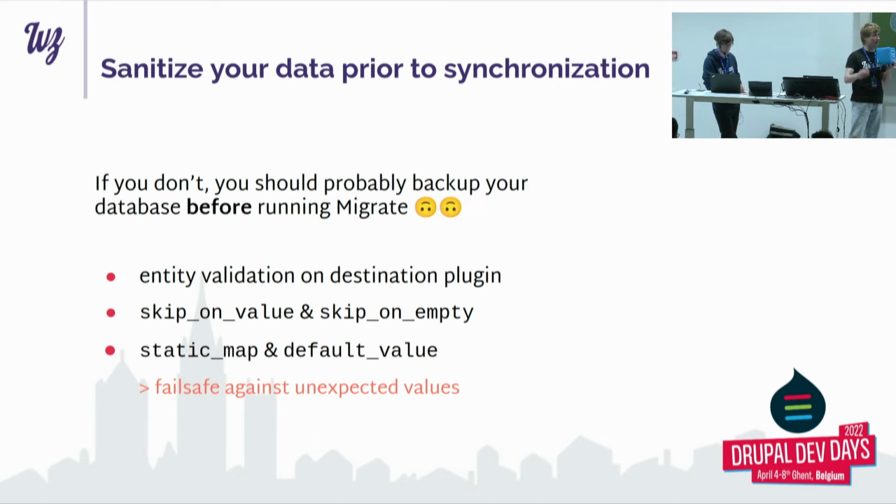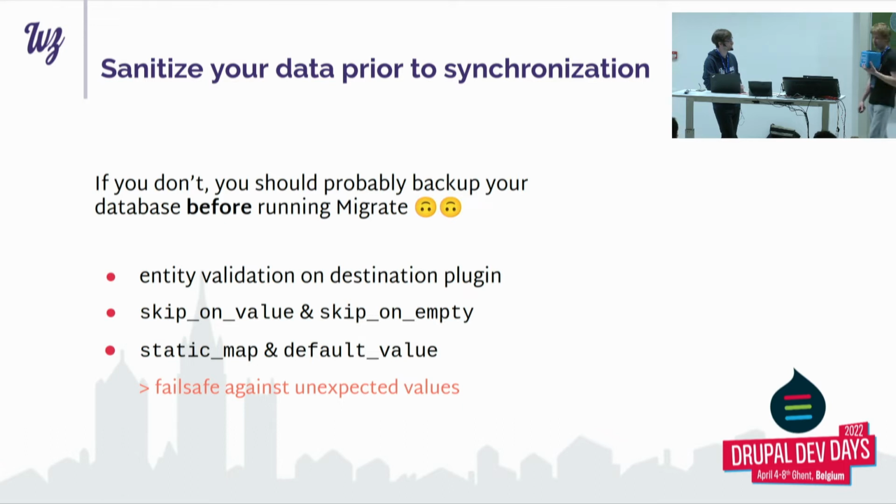So that's how you would do it if you wanted to run the entity validation when the entity is created during the migrate process. And then you have some process plugins that are really helpful to check your incoming data. You get skip on value and skip on empty. They do pretty much what they are called. And then you get static map, which is really useful too.